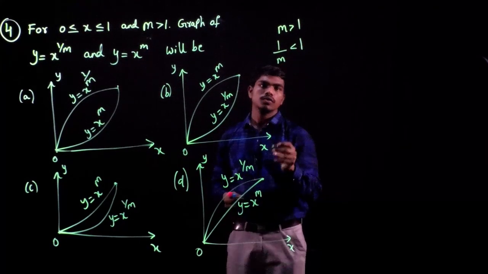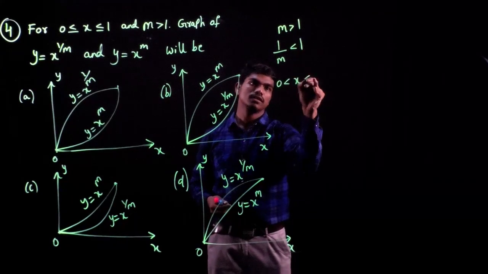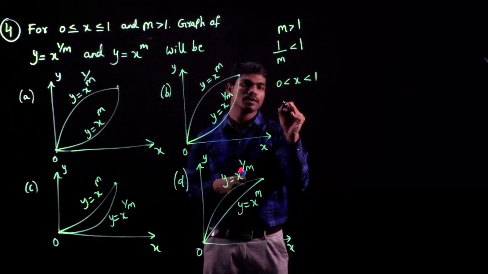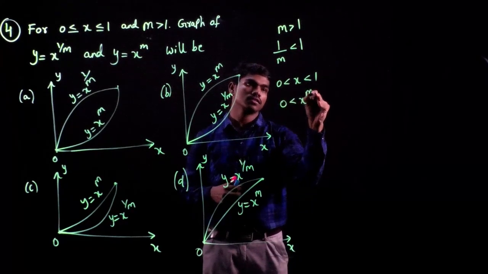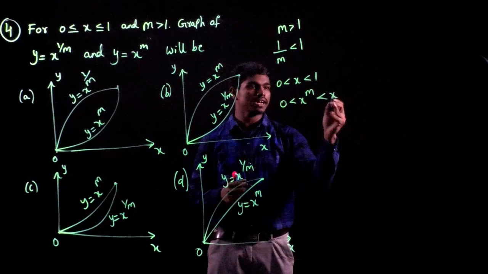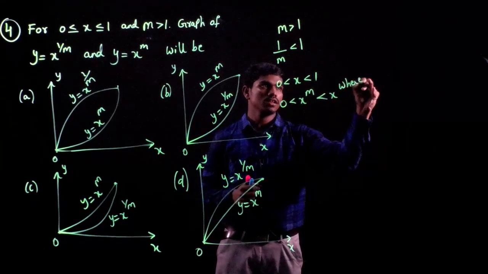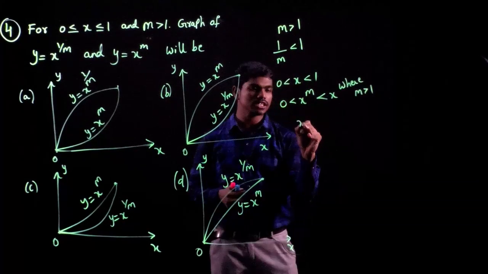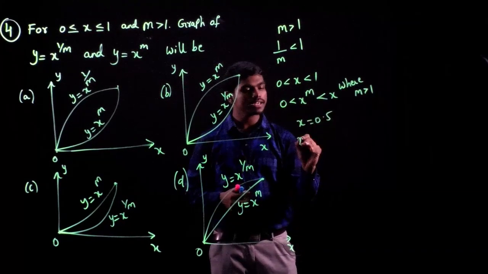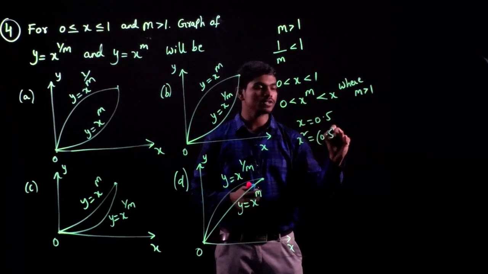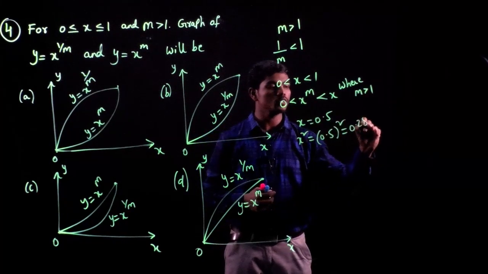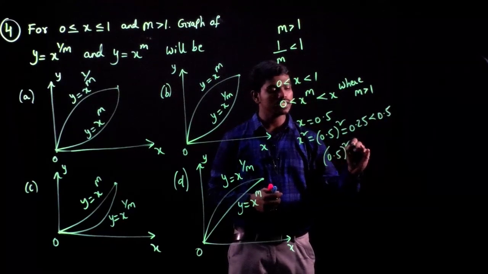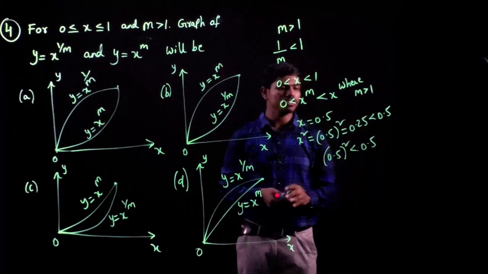And when x is between 0 and 1, which means x is a decimal number between 0 and 1, higher powers of x are less than x when m is greater than 1. Because if you take x equal to 0.5 and calculate x square, 0.5 whole square gives you 0.25, which is less than 0.5. So 0.5 whole square is less than 0.5.